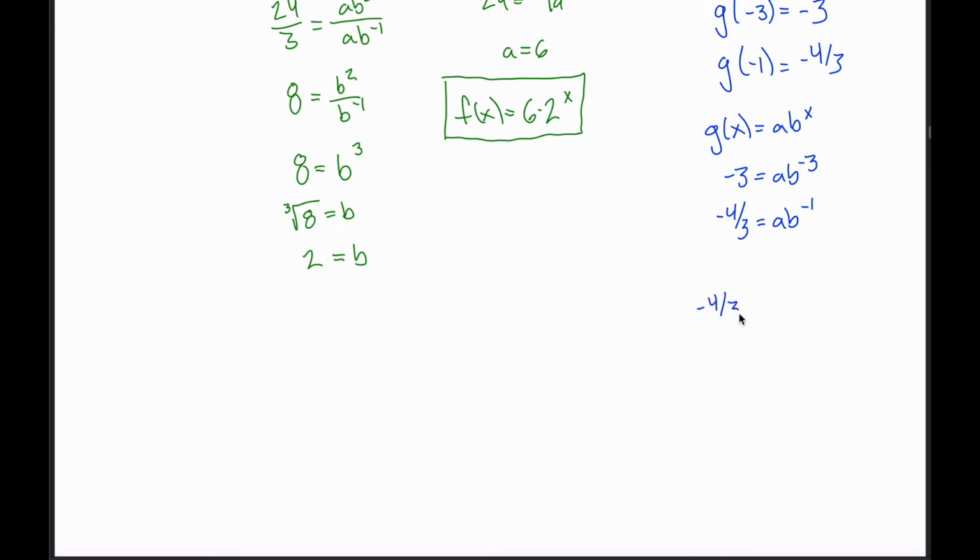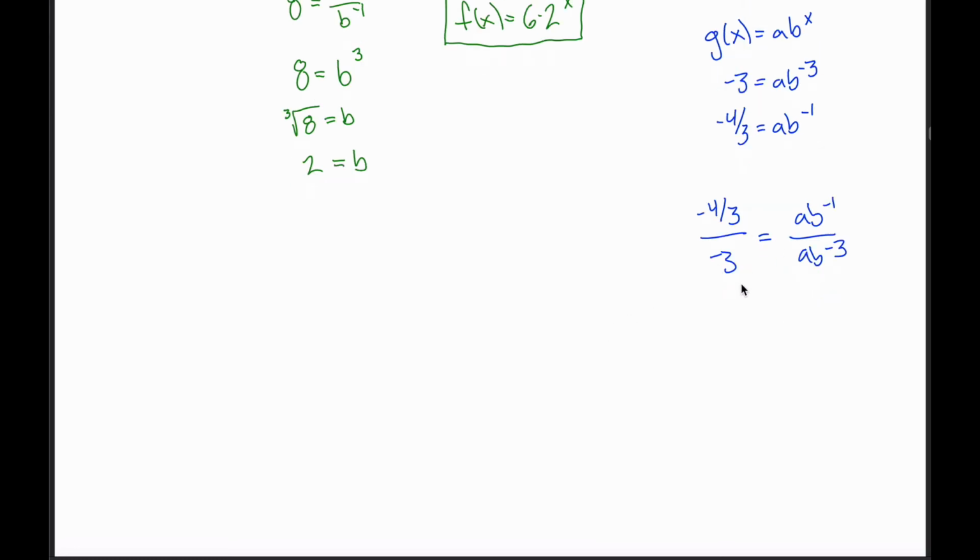So I'd have negative 4/3 divided by negative 3 is equal to ab to the negative 1 power divided by ab to the negative third power. This is a little bit harder algebraically, but the same thing is going to work. The a's are going to cancel out. So on the right side, I'll have b to the negative 1 over b to the negative third. The left side's a little bit ugly, but a negative divided by a negative is a positive, so I could just ignore those two negative signs.